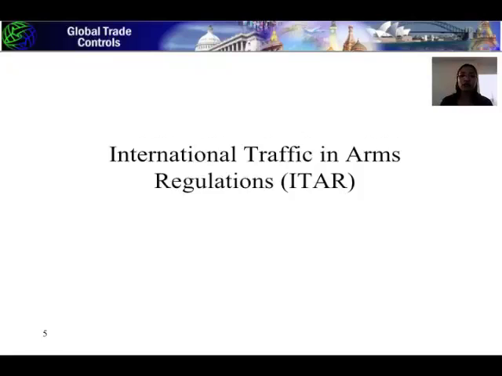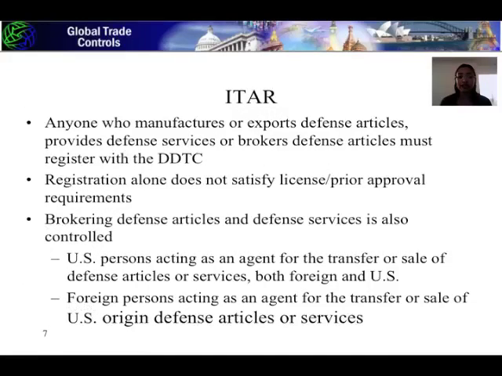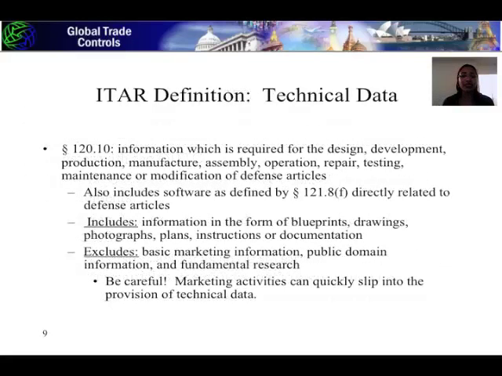ITAR also covers technical data in 120.10, and this includes information which is required for the design, development, production, manufacture, assembly, operations, repair, testing, maintenance, or modification of defense articles. This can include blueprints, drawings, photographs, etc. This does not include basic marketing material, or items or technical data that are in the public domain.